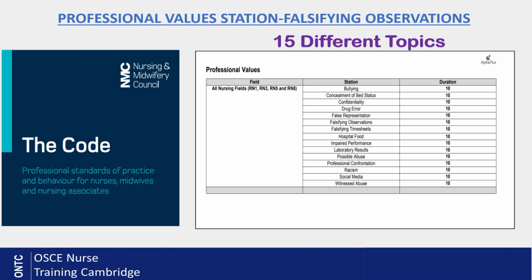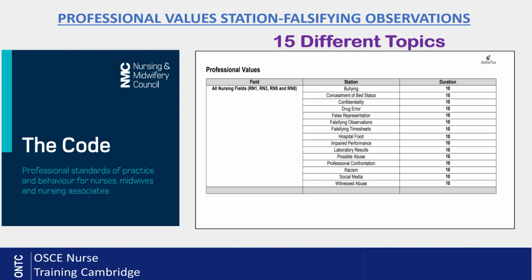Okay, so as you know, the syllabus has changed. If you see on the screen now, more topics have been added to your professional values station since I did my last video. That was 5 topics, but now there are 15 different topics. As you can see, I have put the names of the topics on your screen. So that is an extended syllabus now, so you have to prepare for a lot more.